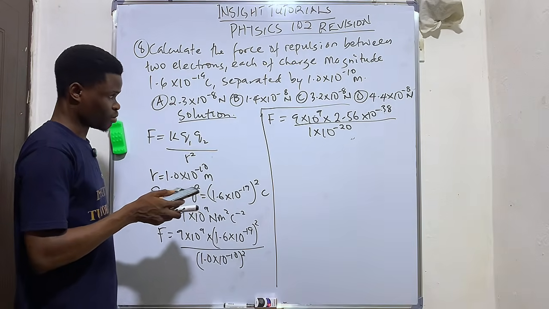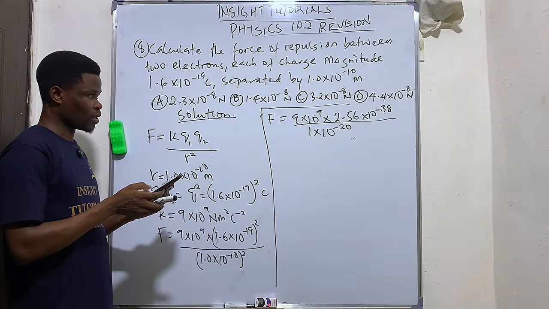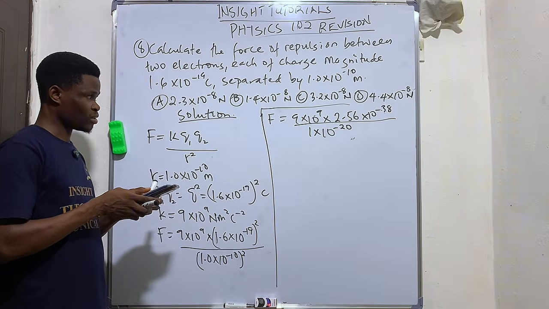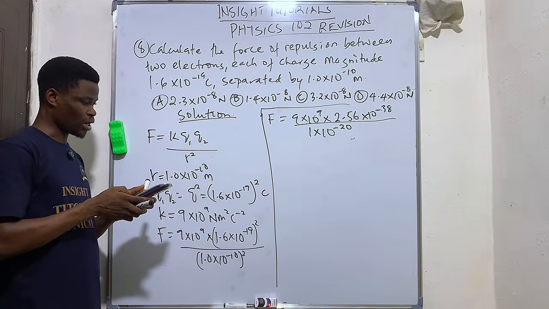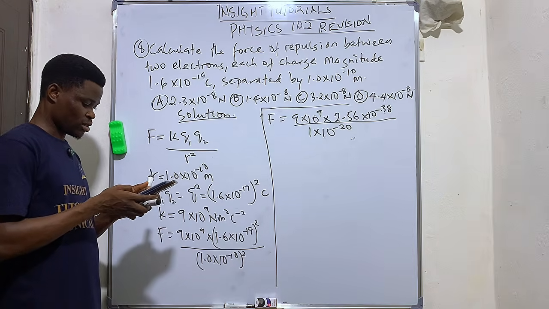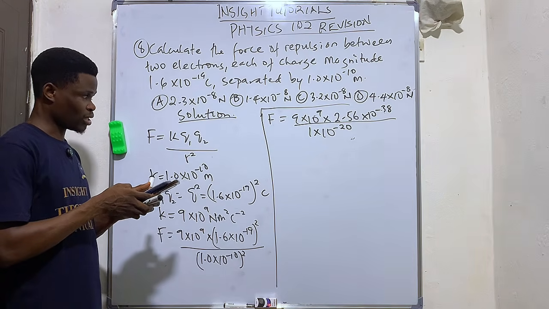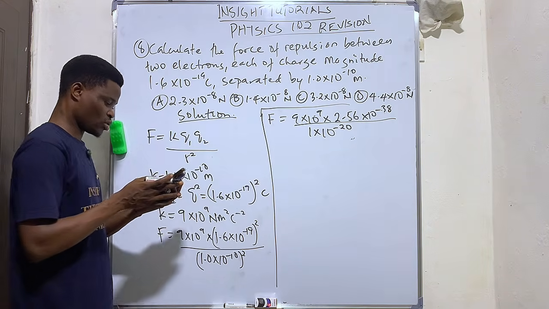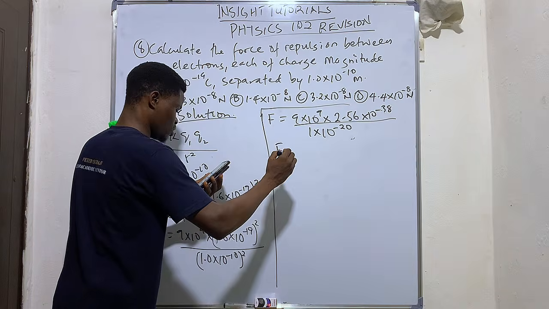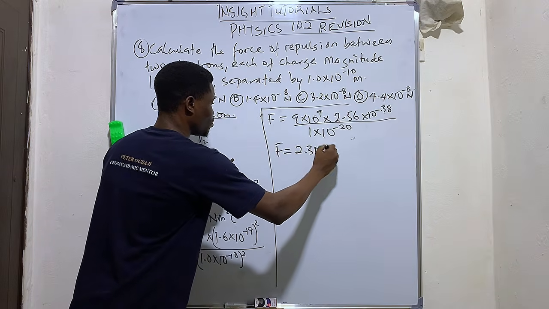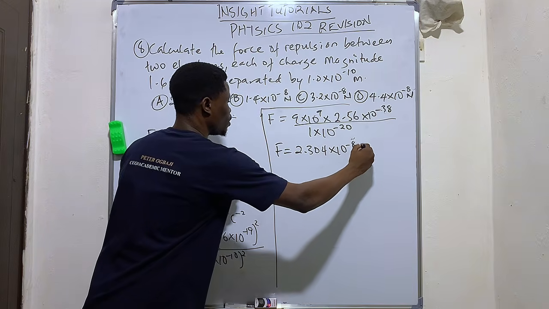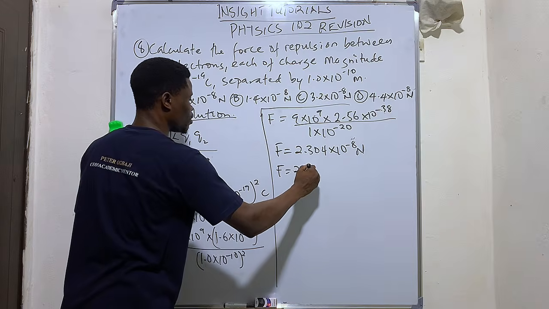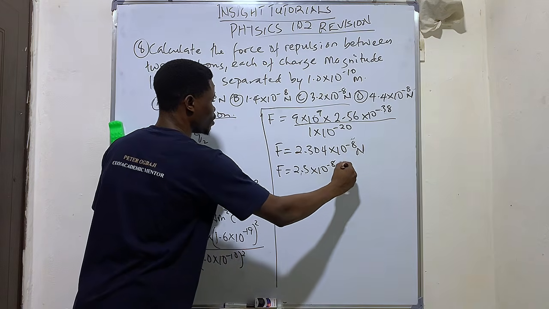All right, so we're going to multiply this all at once. 9 times 10 raised to the power of 9 times 2.56 times 10 raised to the power of negative 38 divided by 1 times 10 raised to the power of minus 20. So having gotten that, we have it that our force is 2.304 times 10 to the power of negative 8 Newton. Approximately, we can write just 2.3 times 10 to the power of negative 8 Newton.